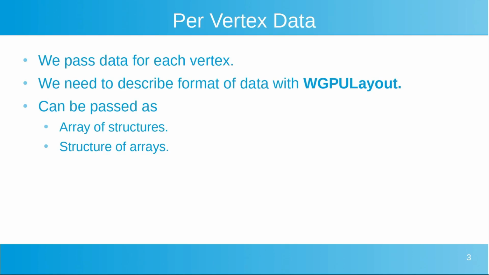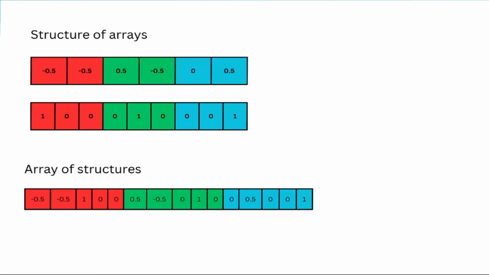So we just need to know about WebGPU layout, which is basically how we describe the data. We're going to get to it in the video. So it can be passed as an array of structures or structure of arrays. What that means is this. So if we have basically structure of arrays, let's say that these are positions and these are colors, right? We're passing red here, right? Green here, and then blue here. And these are positions, so minus 0.5, minus 0.5, right? These are just basically positions of our triangle.